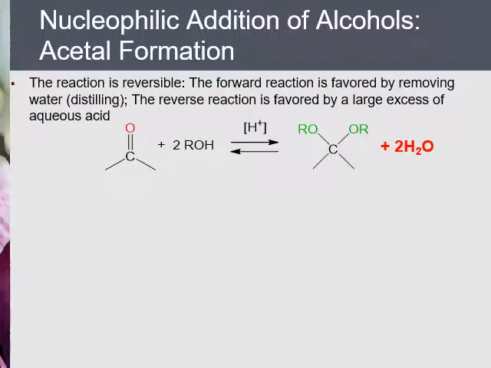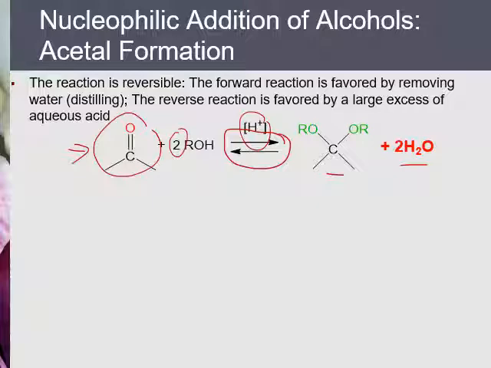Here shows the overall reaction of acetal formation. In this overall reaction, 1 mole of ketone or aldehyde reacts with 2 moles of alcohol and forms 1 mole of acetal and 2 moles of water, using acid as a catalyst. Note that the reaction is reversible. That means the product can also go back to the reactants. So if you let the reaction proceed, only a small amount of the ketone or aldehyde will be converted to the acetal because there's an equilibrium. So how do we drive the reaction forward to make more product?